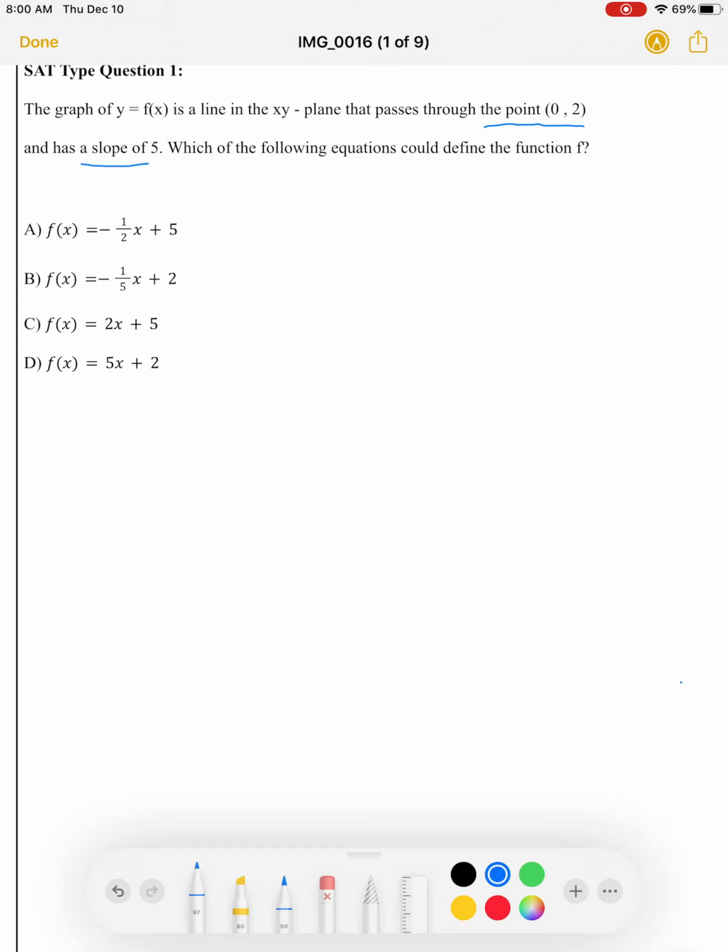Because this is a line, all lines generally have the equation y equals mx plus b. That is the slope-intercept equation, where m represents the slope and b represents the y-intercept. So plugging in the numbers or information that this problem gave us, when it said the line has a slope of 5, that would be our m value.